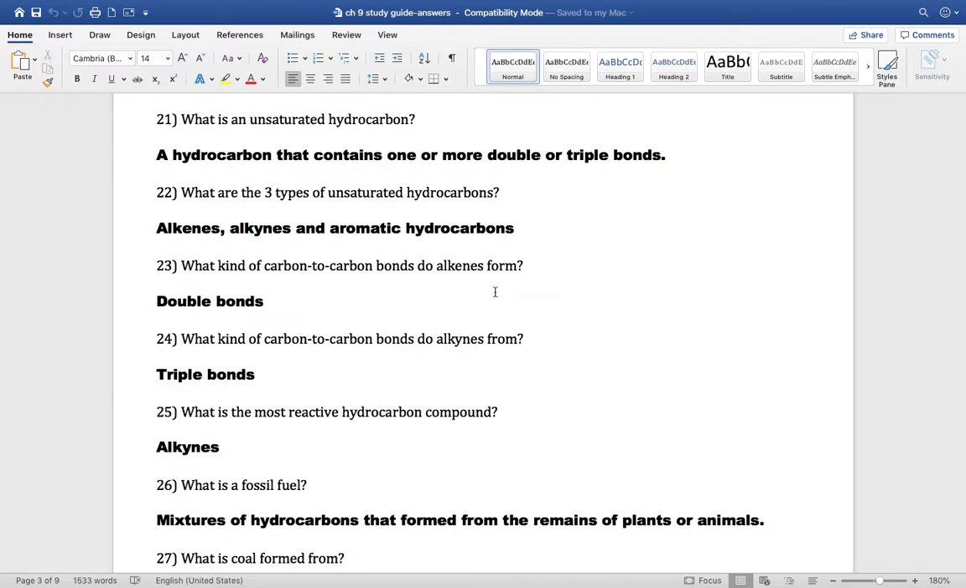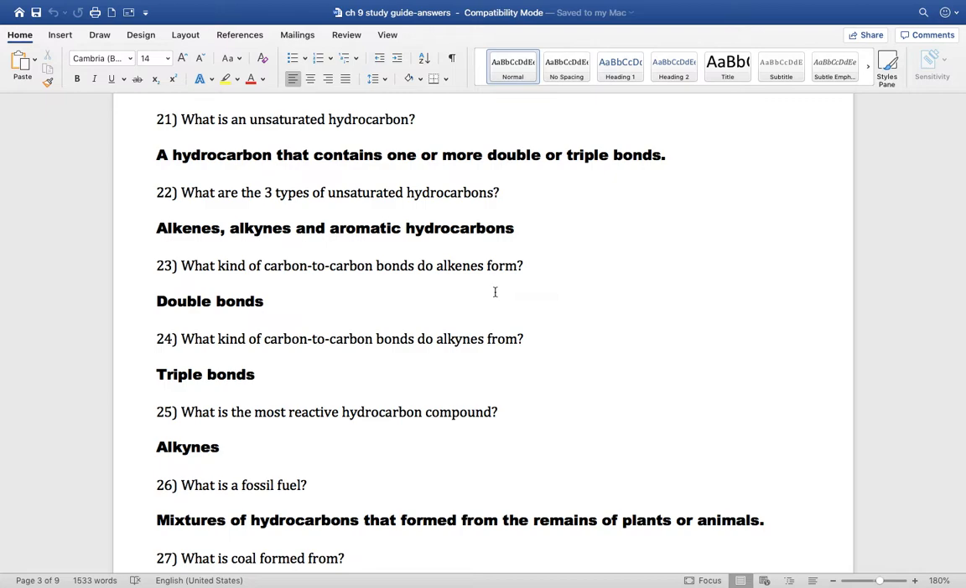They have to at least have 1 double bond. Okay, so like ethene has a double bond between the two carbons because that's all you have. So anything with an ene on the end of it means that they have to have at least one double bond. 24, what kind of carbon to carbon bonds do alkynes have? They have to at least have a triple bond. So like ethyne, they have a triple bond between the two carbons.